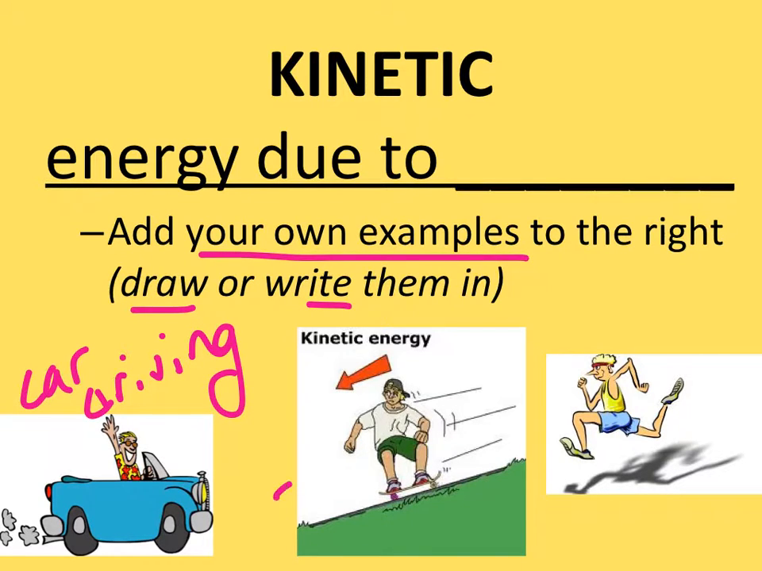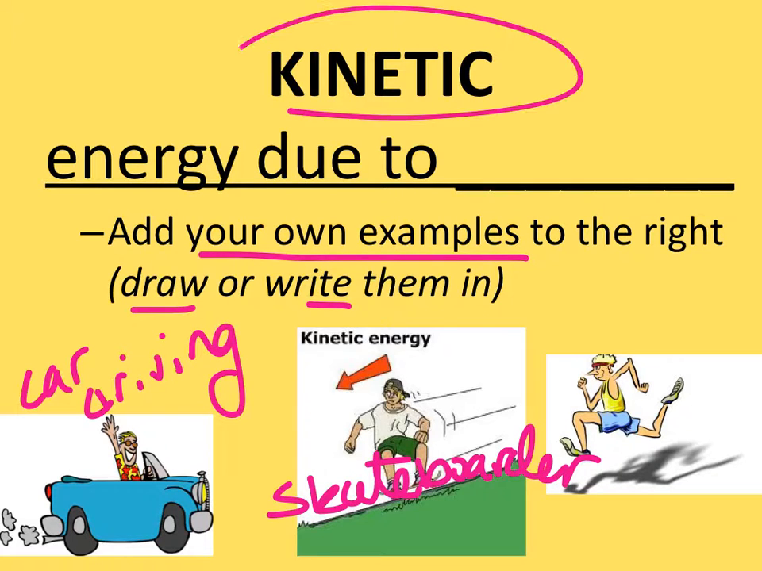Here we have a skateboarder. They have kinetic energy. Here we have a person jogging. They have kinetic energy. We could say a ball rolling, a bird flying, a football being kicked. Anything that has motion or is moving has kinetic energy. So energy due to motion or movement is kinetic. Pause the video and get at least two examples either written in or drawn in.